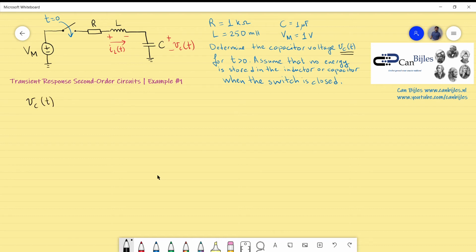Now, the capacitor voltage VC is actually the forced response of the capacitor voltage, which I will denote by the F subscript, plus the natural response of the capacitor voltage. And this will be a function of time, and the forced response will not be a function of time, as we will see shortly in this case. So this part is the forced response. And this part, I will make it in blue, will be the natural response.